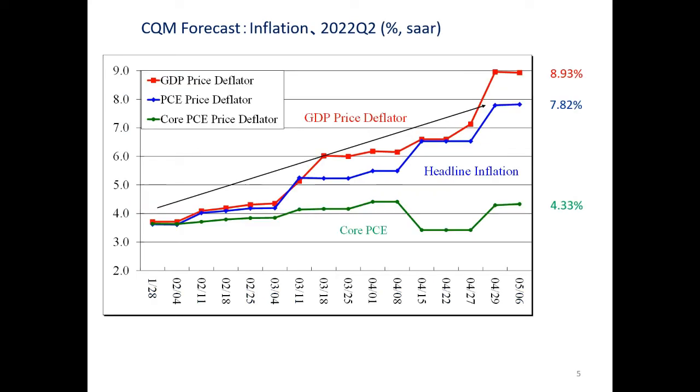The GDP price deflator has risen to about 9%, and headline inflation has increased to about 8%. The core PCE price deflator is as high as 5% or less, but there is no upward trend.